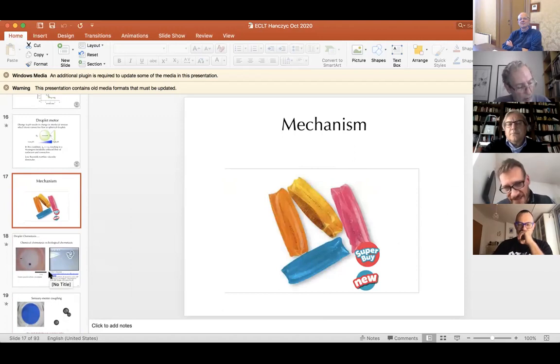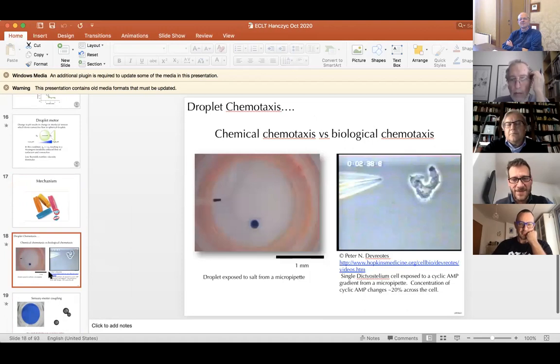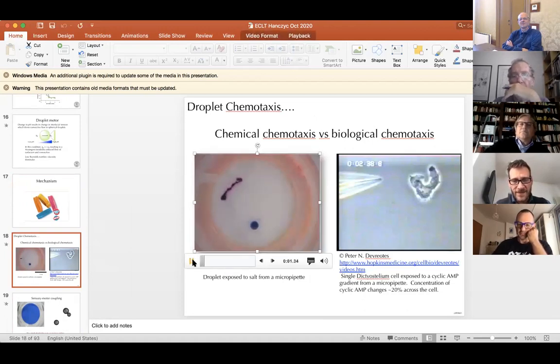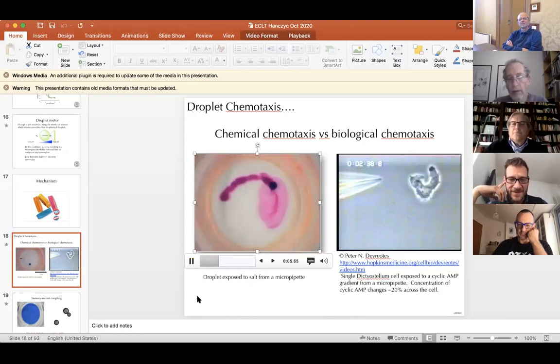And so as a result of this, not only do you get some self-moving things, but you'll get chemotactic type behavior. For example, this kind of stuff, you get pretty precise control sometimes of the movement of this stuff. So that's a good demonstration of what I'm talking about, chemical chemotaxis.